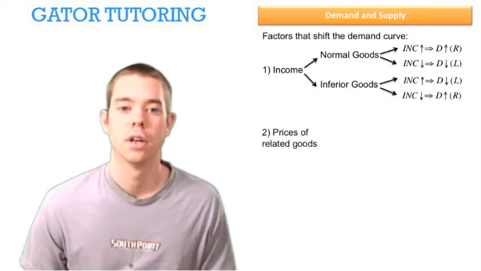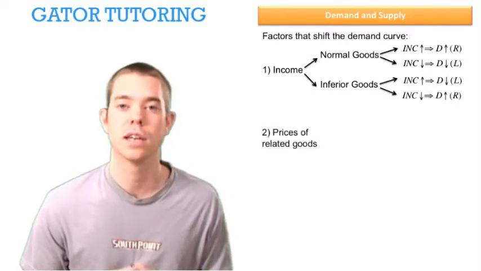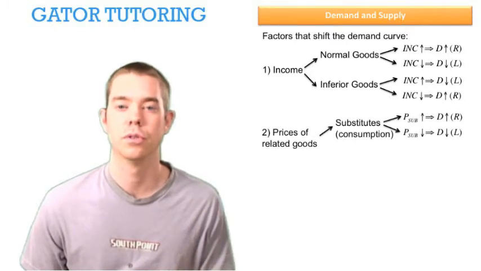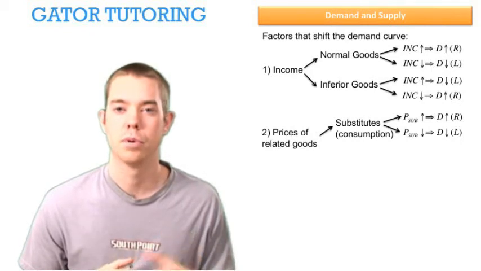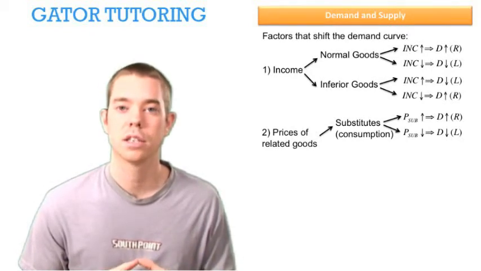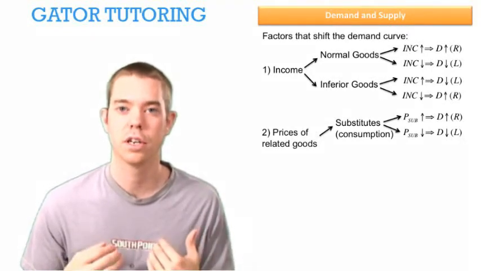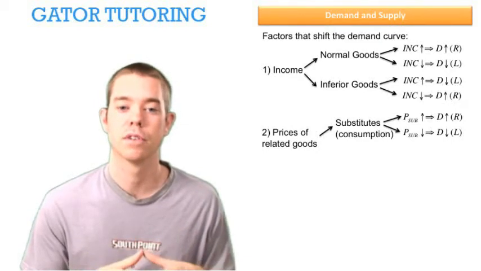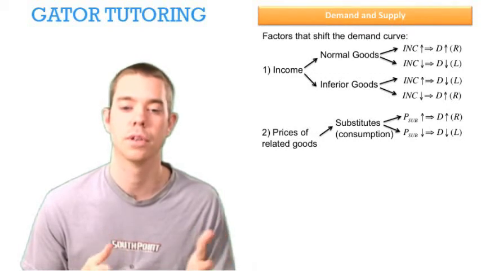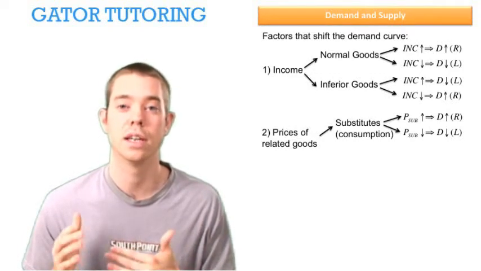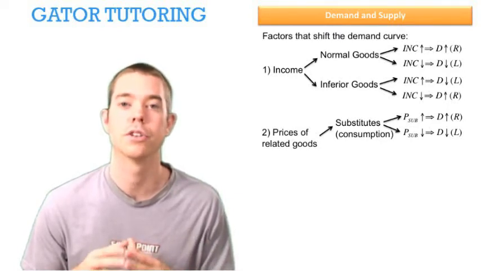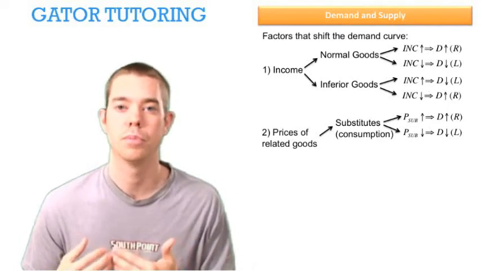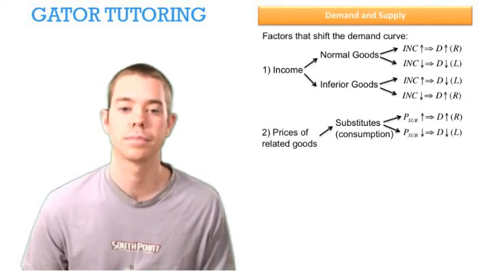Another thing that shifts the demand curve is the prices of related goods. So let's take substitutes. A substitute is something like, let's take the computer example. We have Apples and we have Dells. Well, if our good is Apple computers and the price of a substitute, a Dell computer, increases by $1,000 or something, well, our demand for Apples is going to increase. So that's why we see, when the price of a substitute increases, our demand for our good, our Apple computers, will be increasing or shifting right.